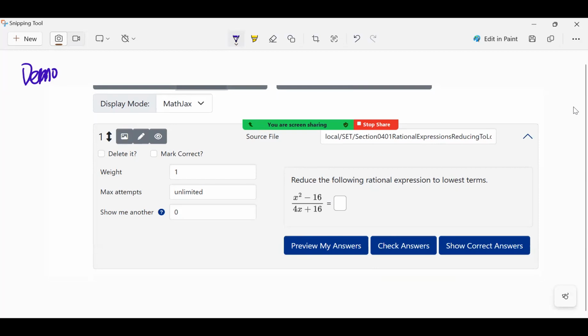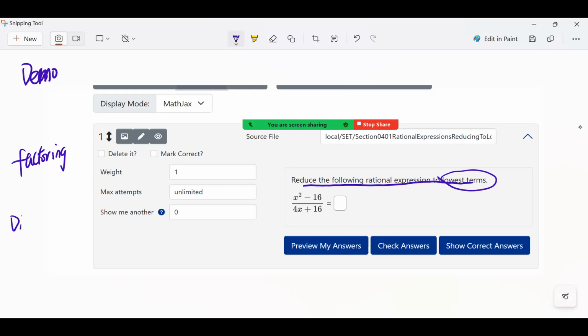So the question here is: reduce the following rational expression to the lowest terms. Basically we have x squared minus 16 over 4x plus 16, right? First of all, you're going to factor. A very important technique is factoring. You're going to learn how to factor both top and bottom. On top is what we call a difference of two squares.